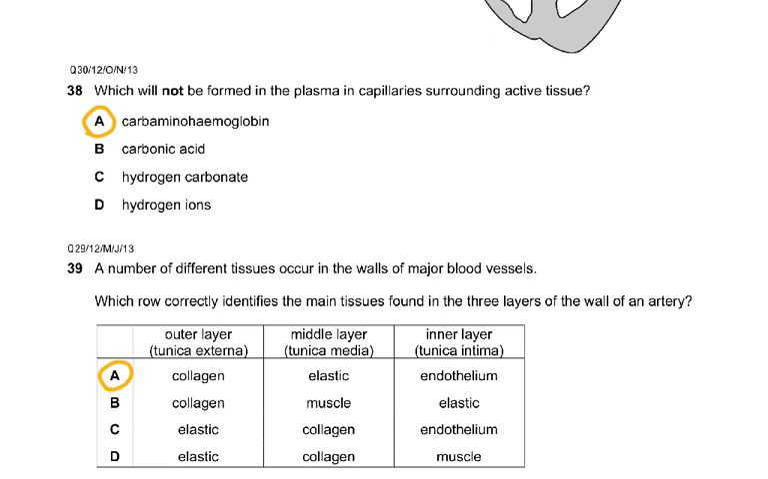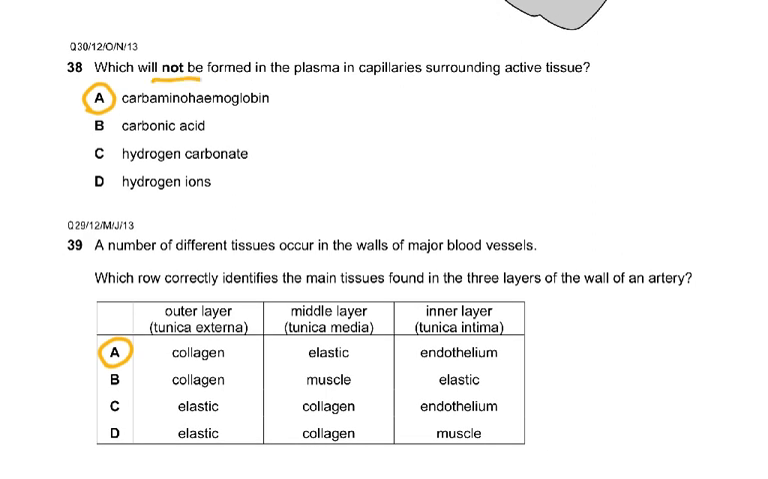And coming on to 38, which will not be formed in the plasma and capillaries surrounding active tissues. You have to realize which answer is the wrong one. The other three are all correct. You see, what happens in the plasma and what happens in the red blood cells. Carbaminohemoglobin will only be found inside the red blood cell, not in the plasma. You make a mistake here when you don't read the question. Where will hemoglobin be in the plasma? Hemoglobin is inside the red blood cell.